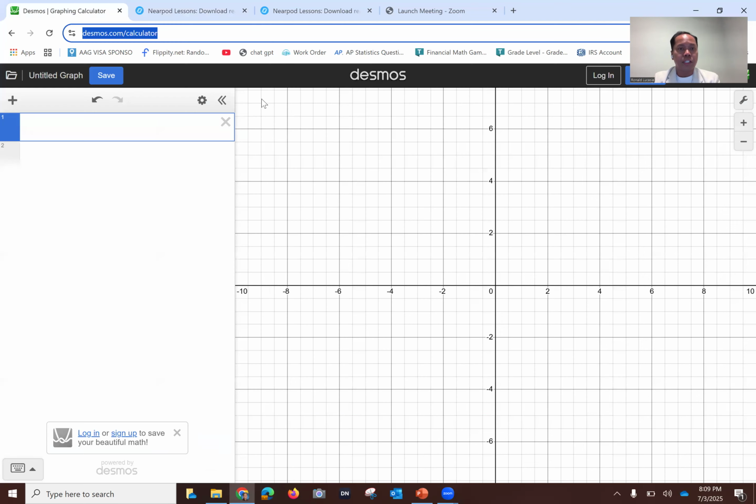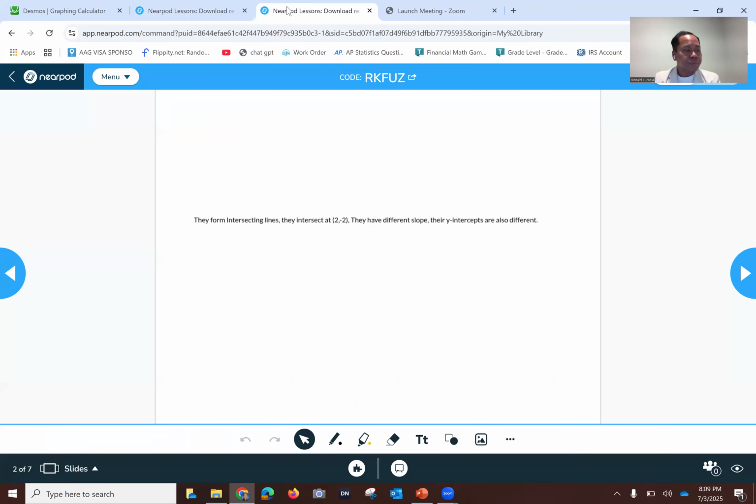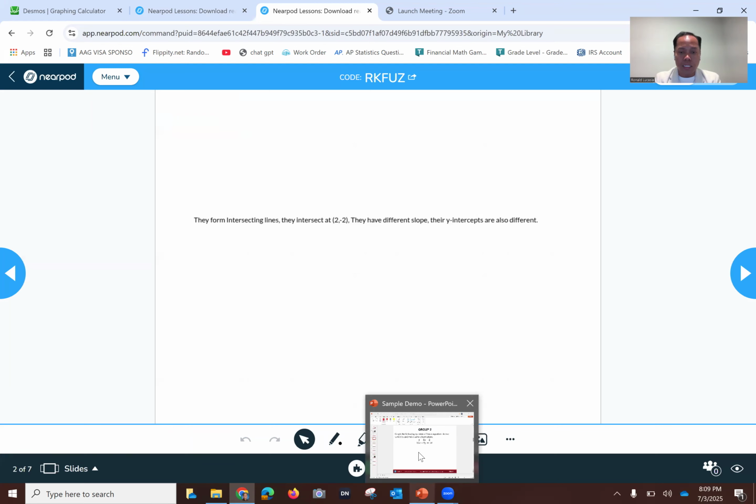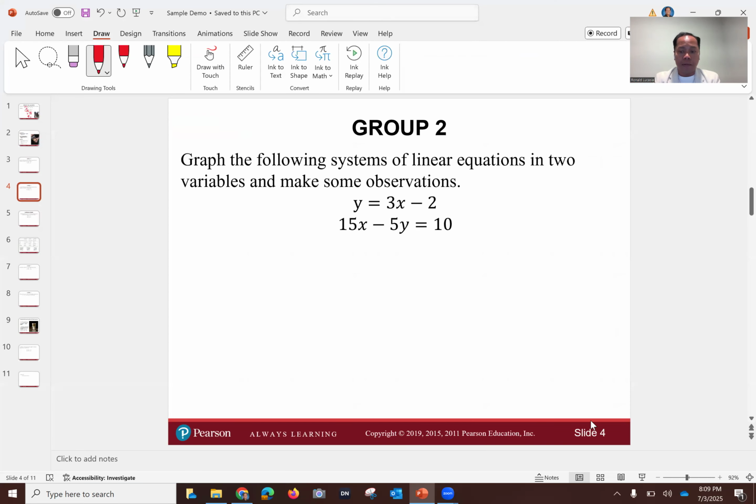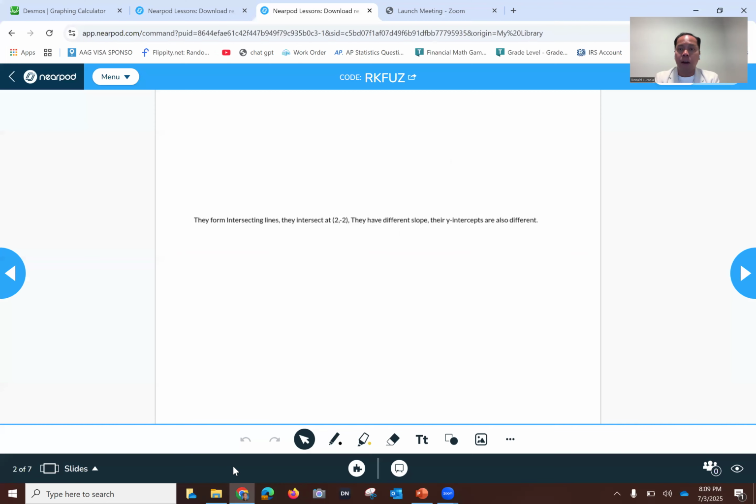Okay, let's start with the answer of Maria, Liani, and Rebecca. Their problem was x plus 2y is equal to negative 2, x minus 2y is equal to 6. So in the Nearpod, they answered, they form intersecting lines and they intersect at 2, negative 2. The slopes are different and the y-intercepts are also different.